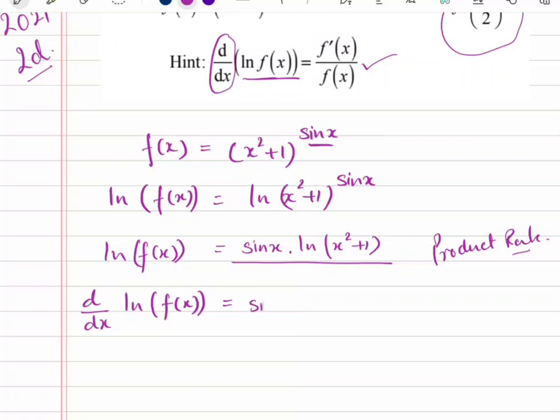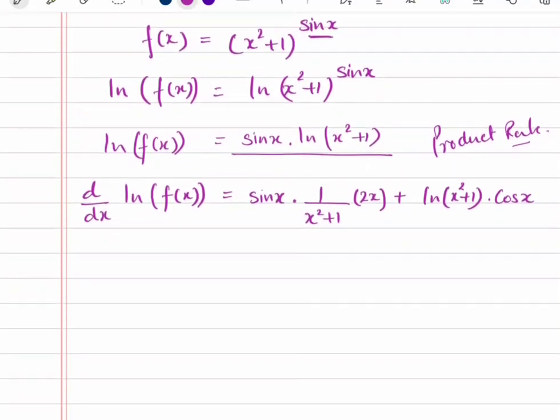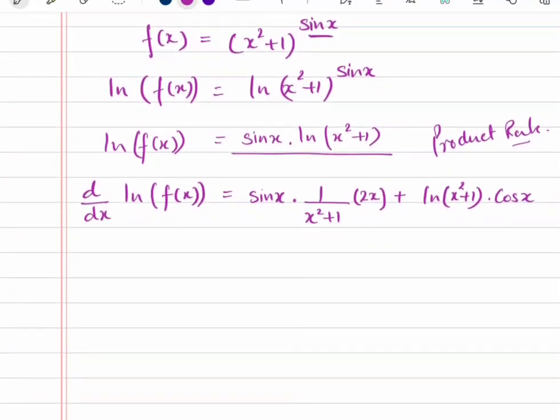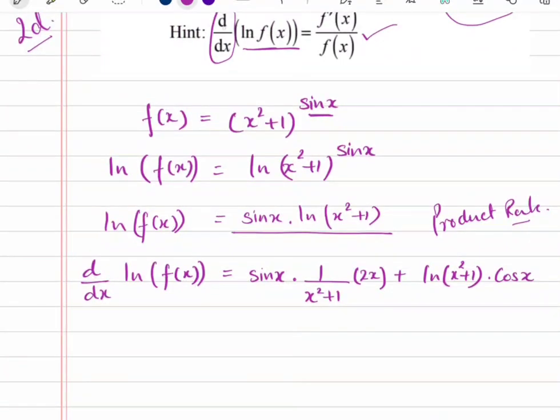So first same, differentiation of second, which is ln. So that will be 1 over x squared plus 1, and using the chain rule we will have 2x multiplied as well, plus the second same, which is ln of x squared plus 1, and the differentiation of sine gives us cos x.